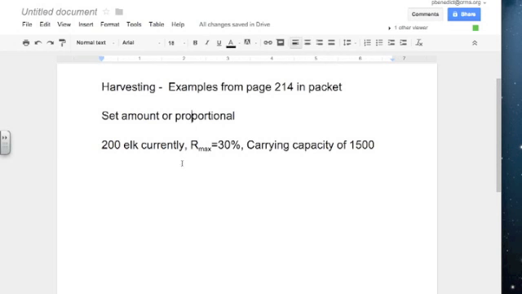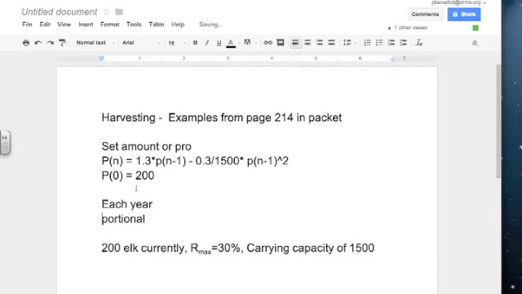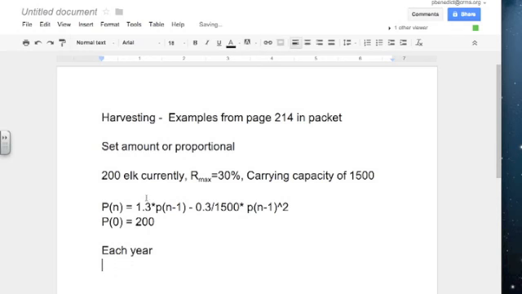And when we put this back in, when we write that equation, you can see here is my version of that, and there's my 30%, my RMAX, here and here, and here's my carrying capacity of 1,500, and then my P of n minus 1 squared, and my initial condition, P of 0 equals 200.